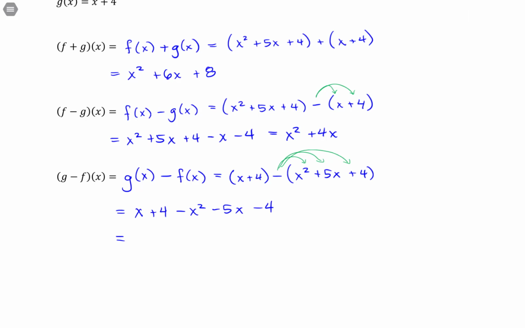So I have a negative x squared, and there's no like terms with that one, but I do have an x and a negative 5x, and that will combine into negative 4x. Then I have a 4 and a minus 4, those will cancel out to 0. So we get something very similar to the previous result, but not exactly the same.